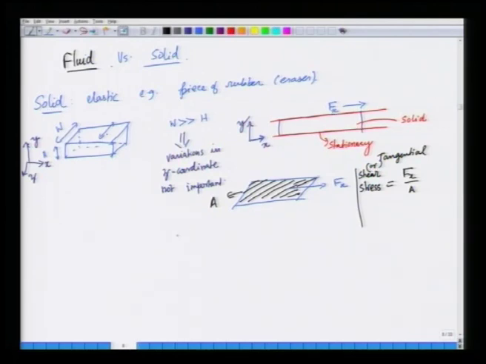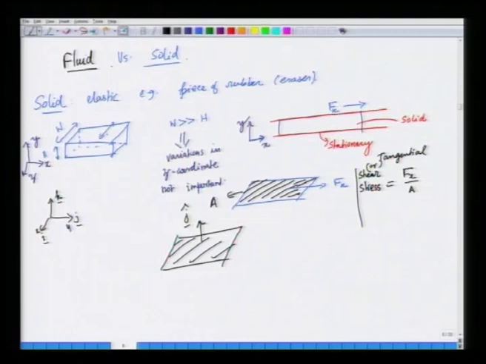So, if you have a surface, this is the surface. This surface has a unit normal. If you have a coordinate system with i, j and k, the 3 unit vectors in the x, y and z directions, then the unit normal of this surface is j. But the direction of the force is parallel to the surface and not in the direction of the normal; it is perpendicular to the normal, it is parallel to the surface. So, these are called shear stresses.